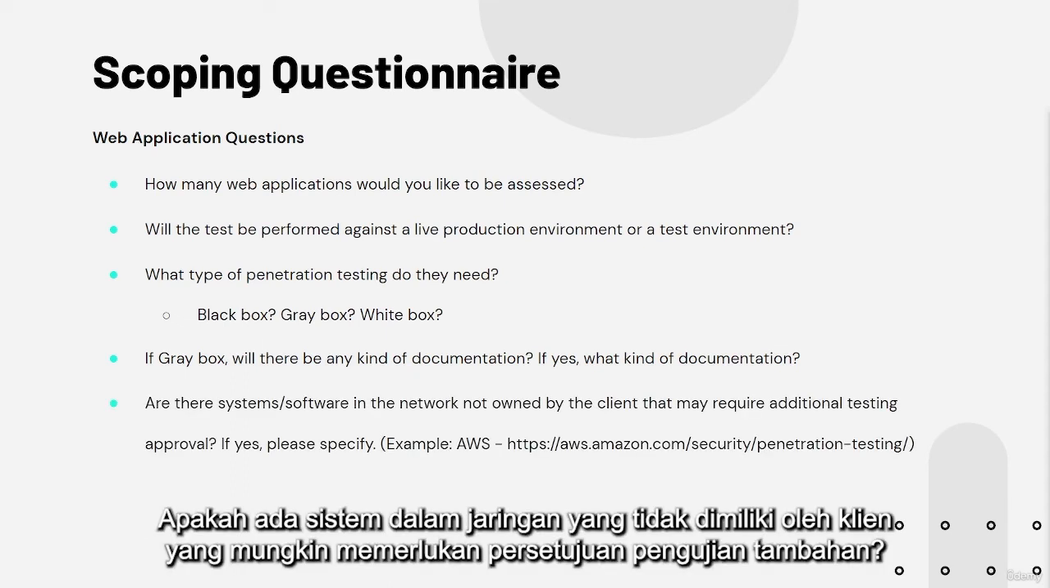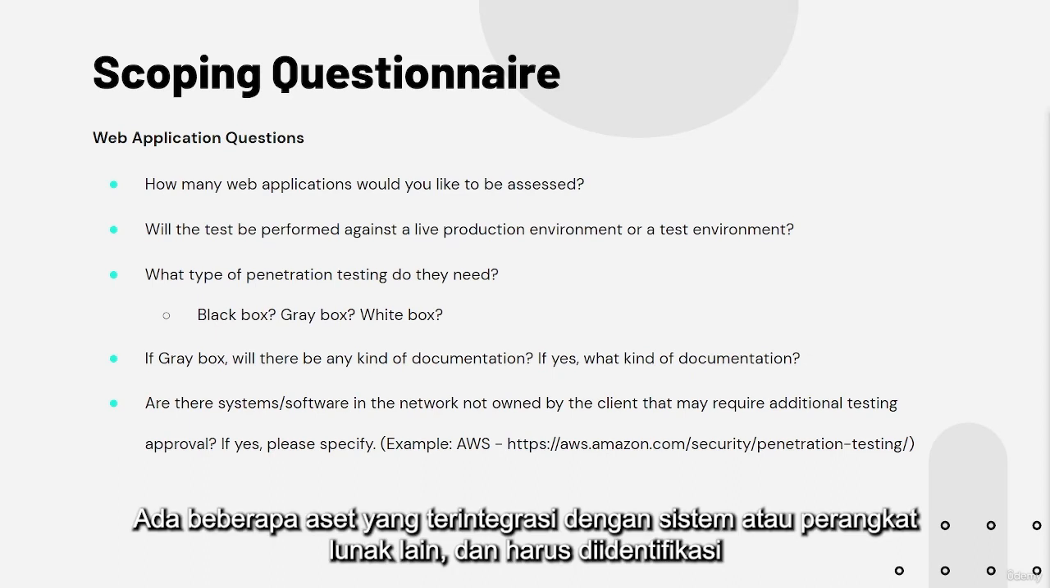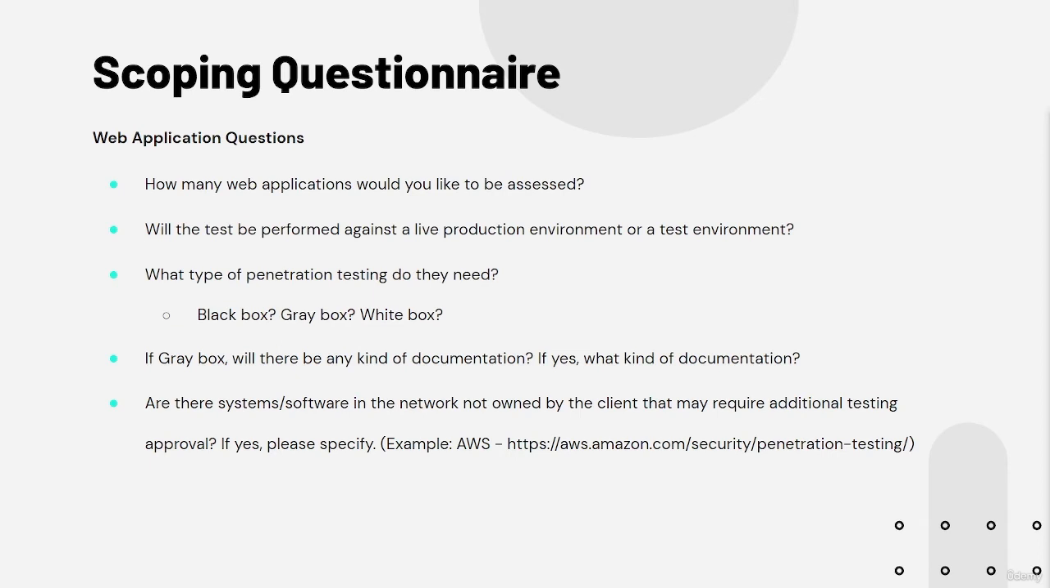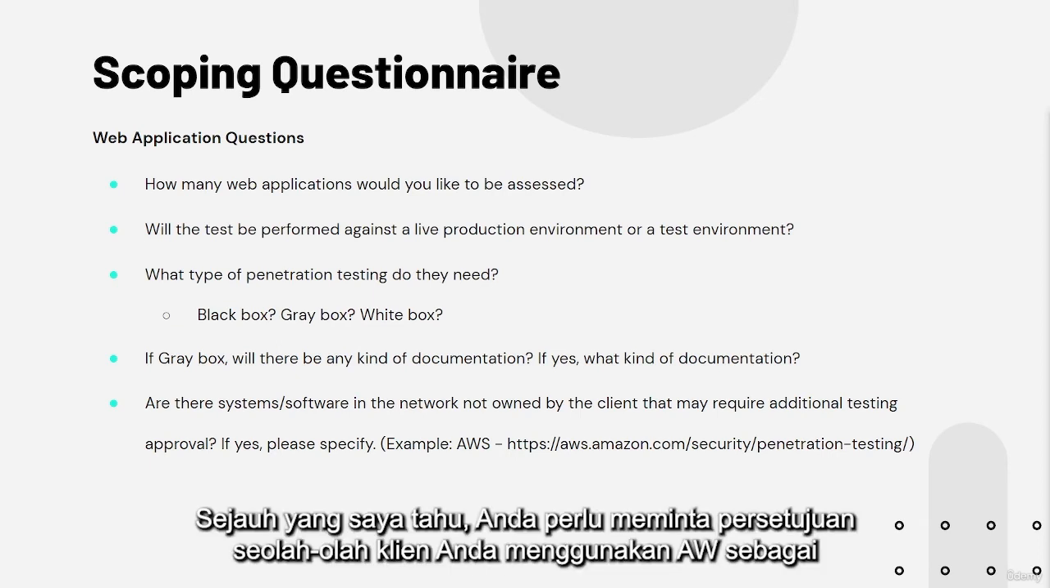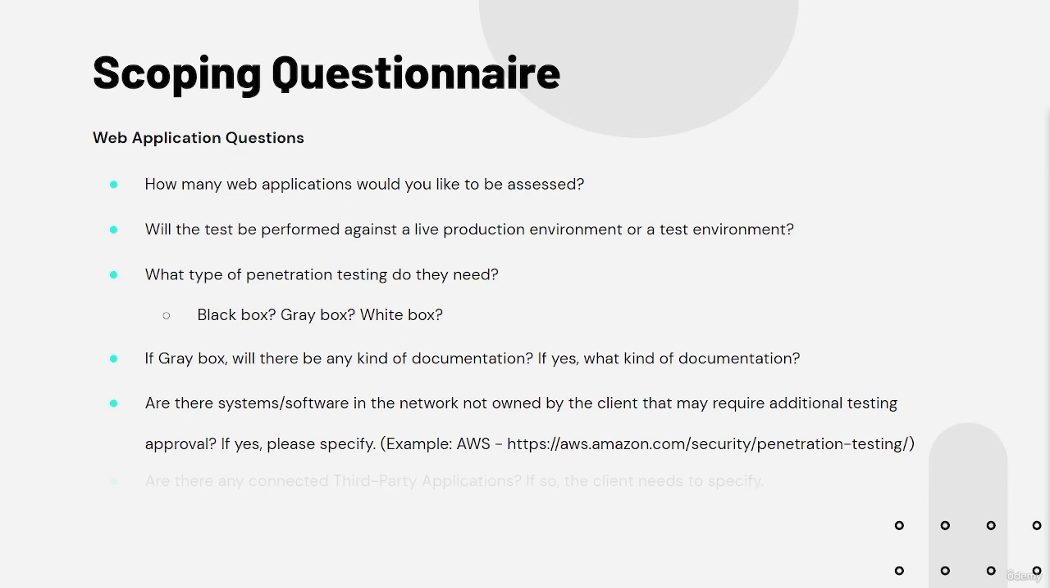Are there systems in the network not owned by the client that may require additional testing approval? If yes, please specify. There are some assets that are integrated with other systems or software, and they must be identified so that your team or client could request approval before conducting a test. For example, as far as I know, you need to request approval from AWS if your client is using AWS as their infra, and you are going to test the infra of your client, which is AWS.